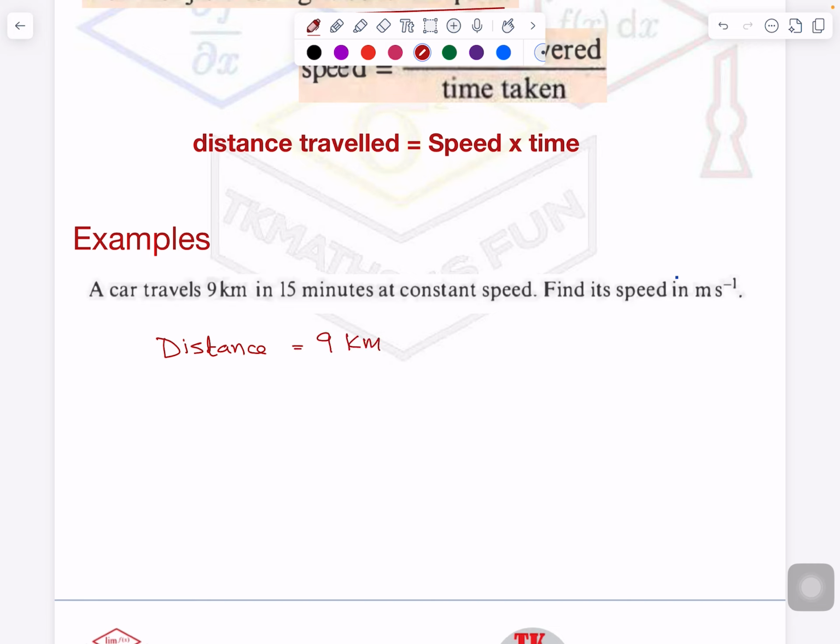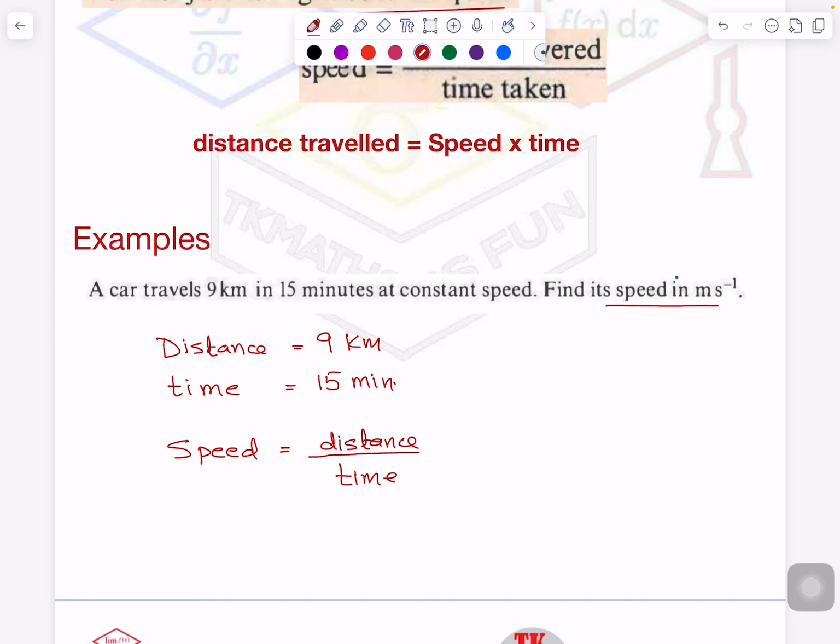And how much time is taken? Always write down the important information. Do not just write numbers, right? One should know what each number is representing. So distance is 9 kilometers, time is 15 minutes, and you have to find the speed in meters per second. And the distance is given in kilometers and time in minutes, right? So if you have to find the speed here, from the formula we know speed is equal to distance divided by time. So what unit will you use here now?